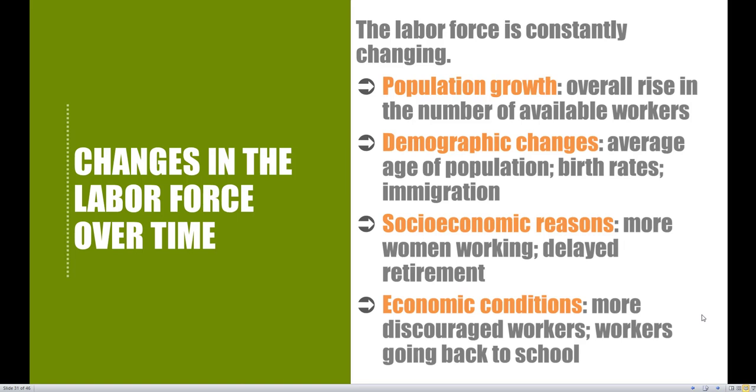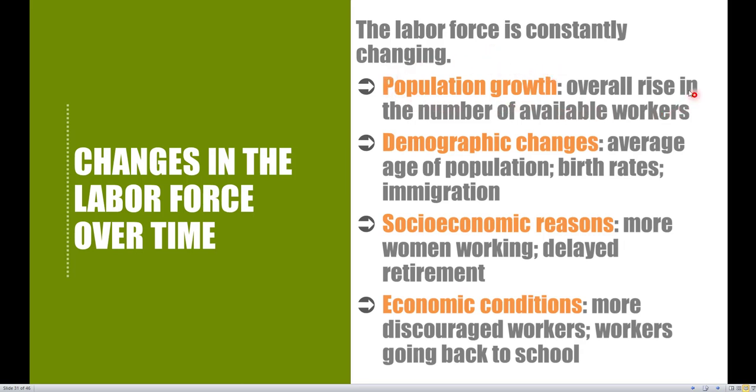And we can see that these are the few categories of how the labor force has changed. Number one, population growth. Obviously, if we have greater population growth, then we're going to have more available workers. So therefore, the labor force is going to increase as well. So nothing doing with this one.